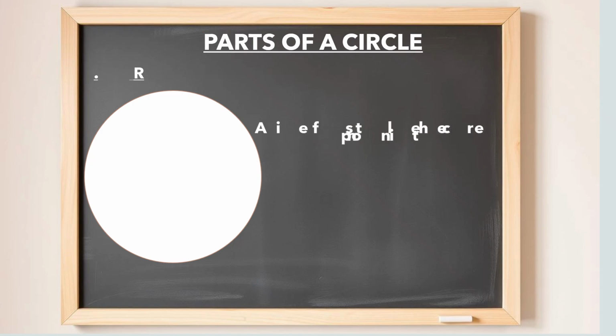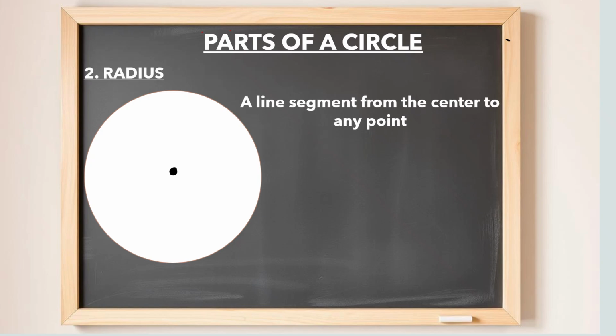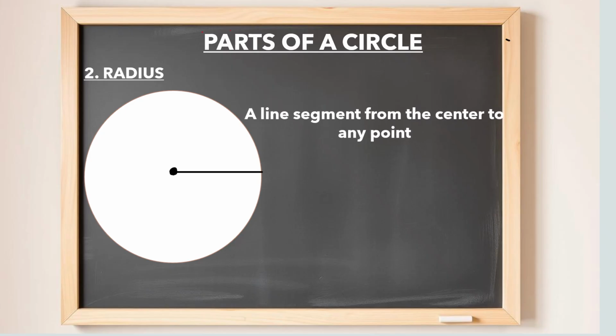Secondly, I'll be defining a radius. A radius is a line segment from the center to any point of the circle, from the center to any part of the circle. This is a radius. You can see this line from the center touching this part of the circle. It can go up, down, vertical, horizontal, diagonal. But make sure the line extends from the center of the circle to any part of the circle.